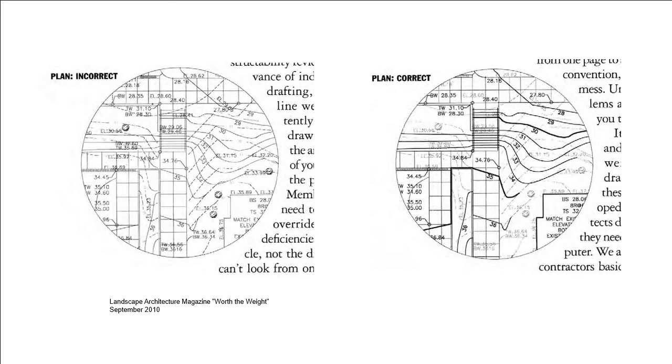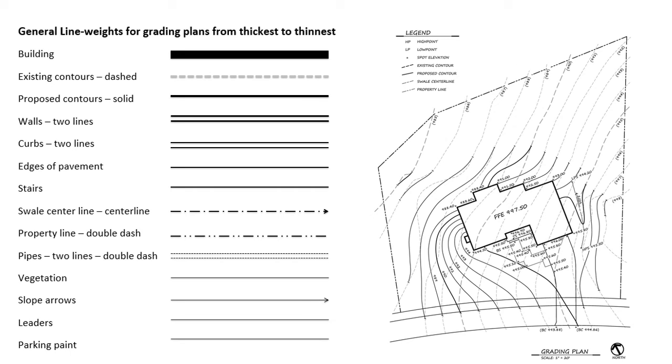Whenever you make a new layer, you should probably create a new test plot to see what the new line weight looks like. And here we've given you a general guide for line weights that you could expect to see on grading plans, from the thickest down to the thinnest. So this is a standard that you want to get used to. You should probably make a copy of this slide so you can keep it nearby when you're working on your drawings. And you're going to want to apply that to this exercise.